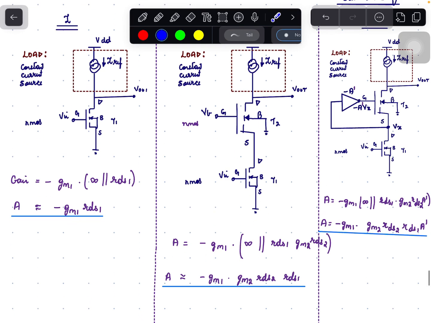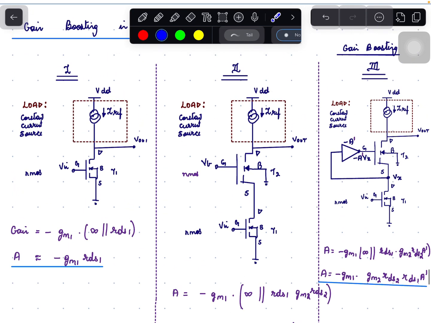So the gain of this circuit is given by minus GM1 times R out seen at the output node, which is nothing but the R out seen up, that is infinity for a constant current source, and R out seen down, which is nothing but RDS1 times gain of T2, that is GM2 RDS2. So the gain of this circuit is minus GM1 times RDS1 times RDS2 times GM2. So in this circuit we have further increased the gain compared to the first circuit.